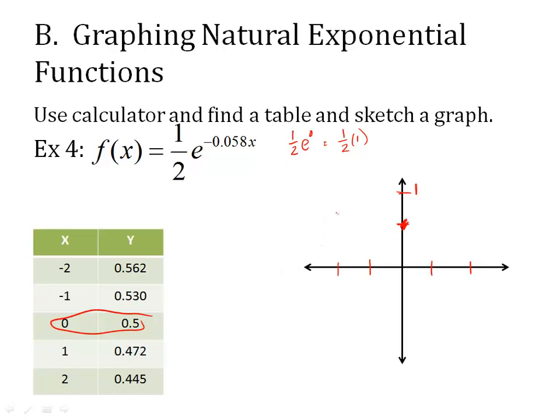And then I'm going to place my points just around it. At -2, it is at 0.562, so just a little bit above that. 0.53, 0.5, 0.72, and 0.44. So notice what's happening here. This negative right here is reflecting it over the y-axis, so it's just a little bit of a curve there. But I'm making it very clear that this is at 0.5.